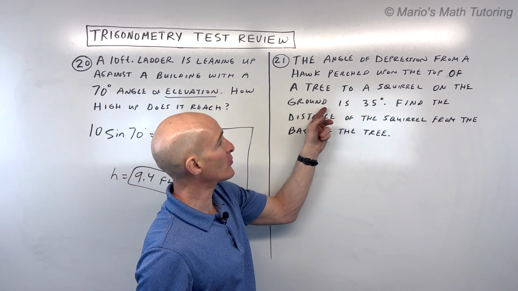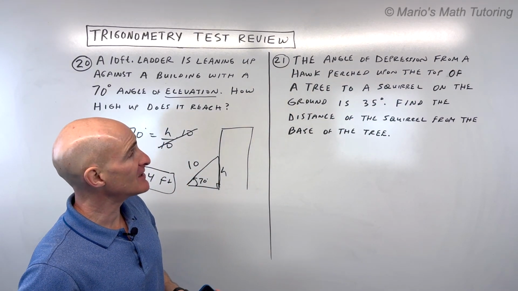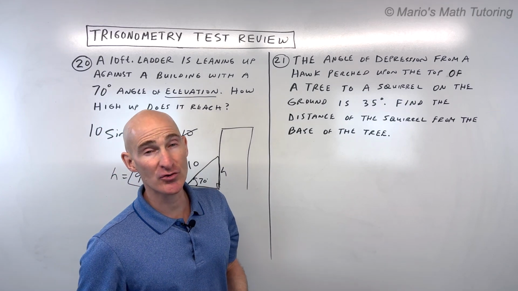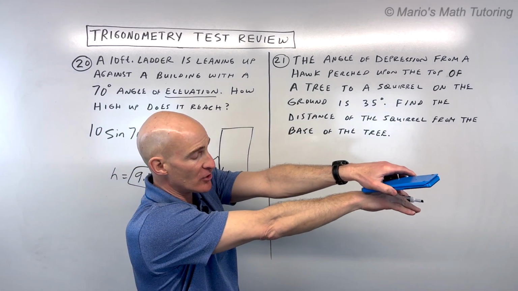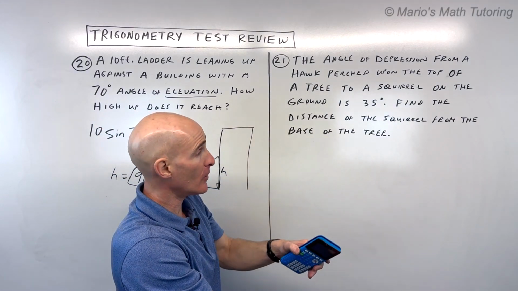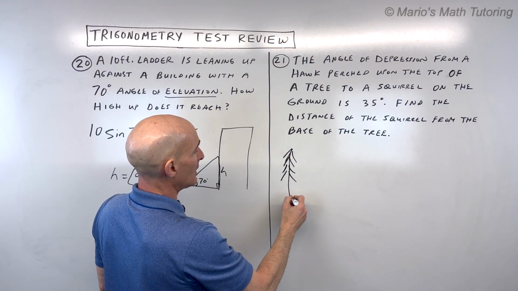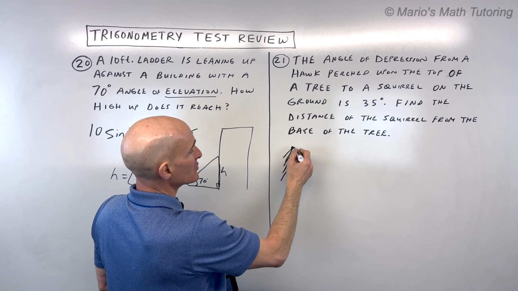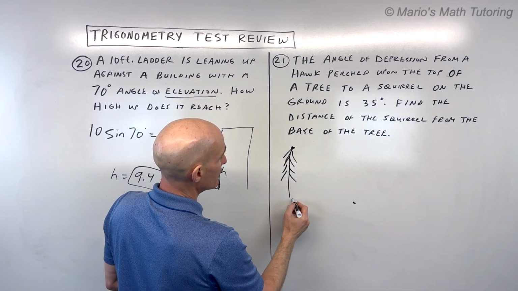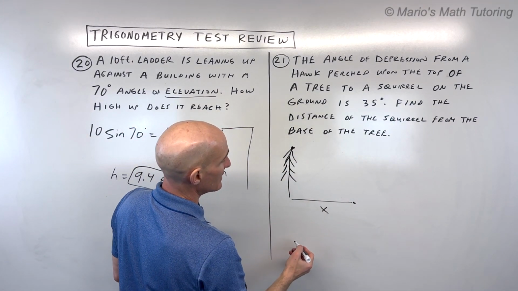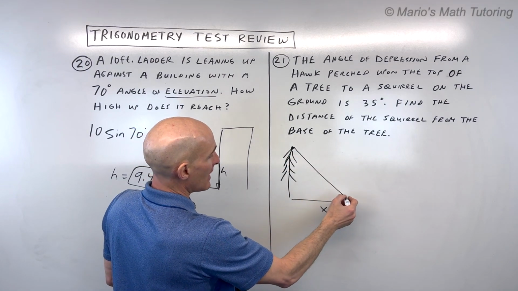Okay, for number 21 now: the angle of depression from a hawk perched upon the top of a tree to a squirrel on the ground is 35 degrees. Find the distance of the squirrel from the base of the tree. Now, angle of depression, you're looking down from the horizontal. Let's just say this is the tree here. Hawk's up here, squirrel's down here. We're looking for the distance from the base of the tree, so let's call that x. There's the line of sight.